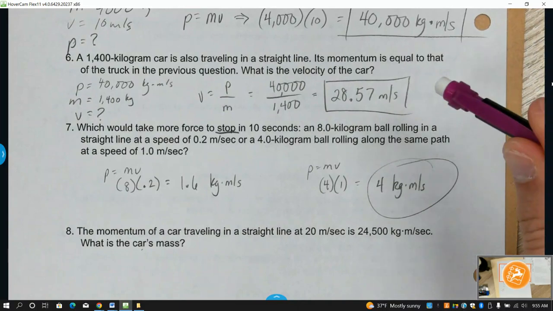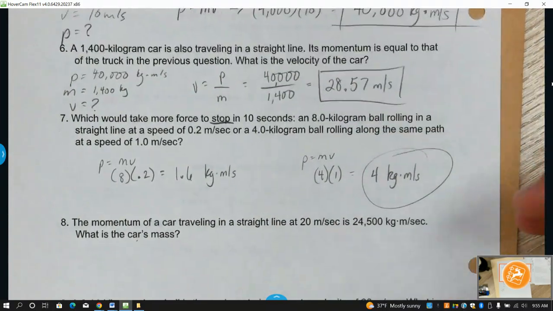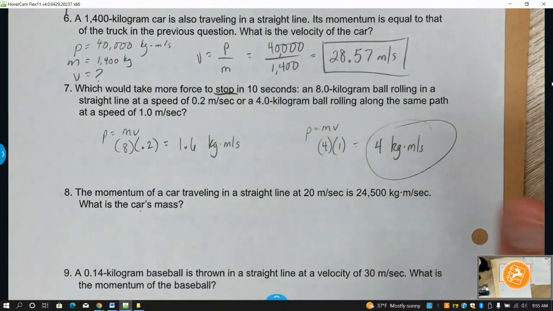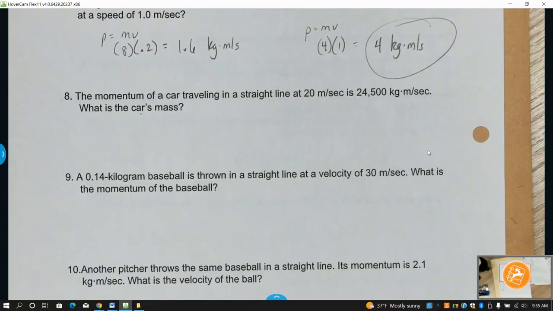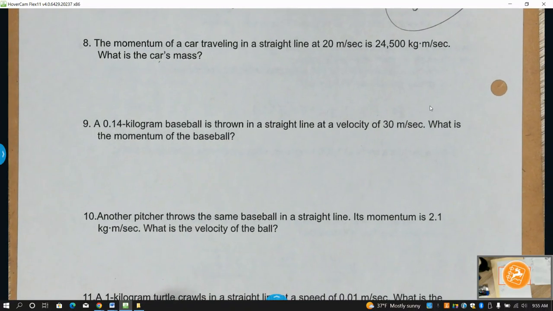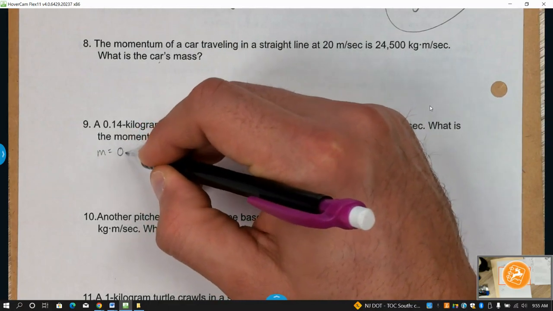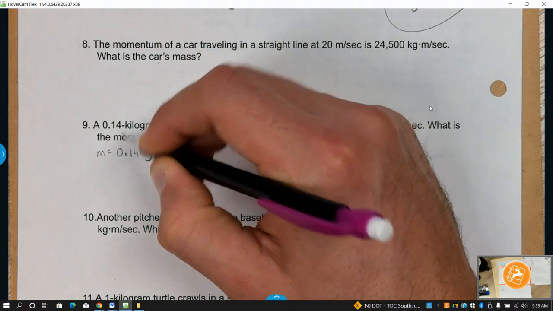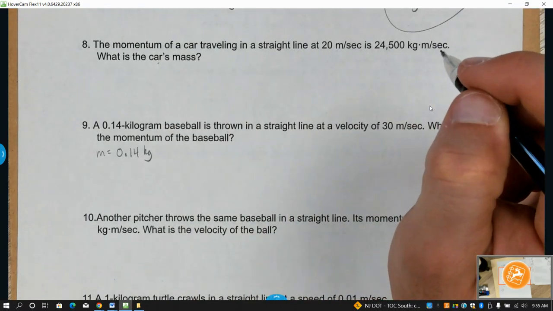All right, now 8, guys, you should be able to do. 11 easily you should be able to do. 9, 10 are pretty simplistic, but we're just going to roll through them really quickly. You have a 0.14 kilogram ball. Oh, we're doing 9. I thought we were doing 10. 9, 10 combo, sort of. So they tie into one another.